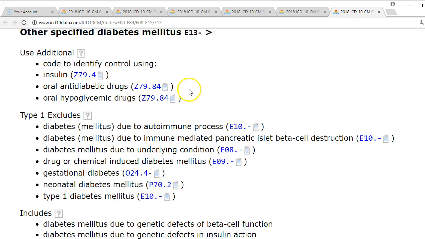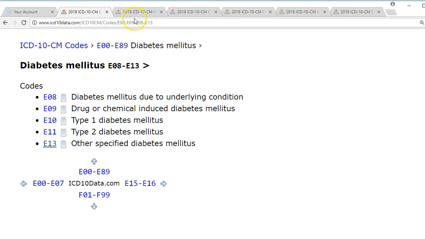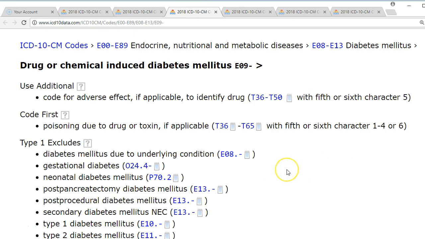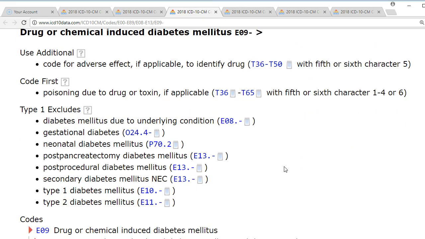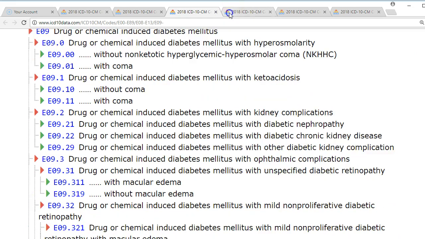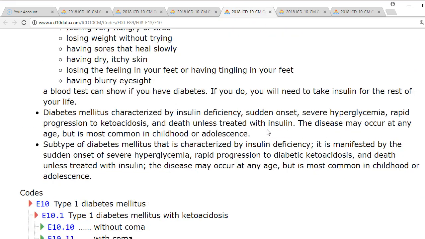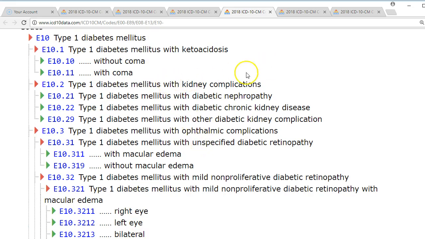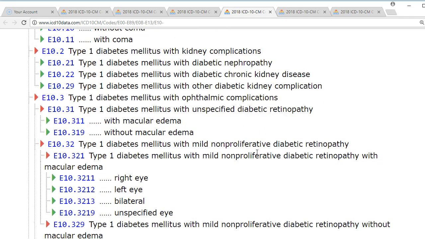So I want to go back to the ICD-10 data again. Okay, so when we look under E10, oops, sorry, I'm on the wrong one, E10. So when we go down, again, we're going to see the type 1, and again, we have with ketoacidosis, without coma, with coma. And again, diabetes mellitus with kidney complications. So again, we have to look and we have to be careful. Do we need another code to better describe what's going on? A lot of these are combo codes, so we don't need to.